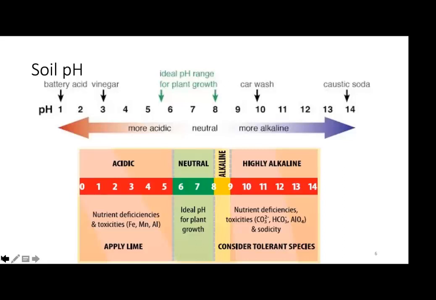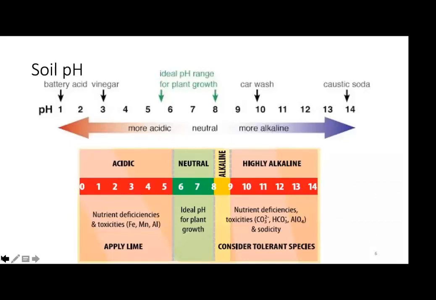Now, this scale is not linear, and what that means is that a pH of 2 is not 2 times different than a pH of 4, but actually 100 times different. So small changes in pH mean big differences in the amount of acid that's in a soil. Most plants grow best in a neutral soil. Neutral soil means that the amount of acid and base are roughly equivalent.